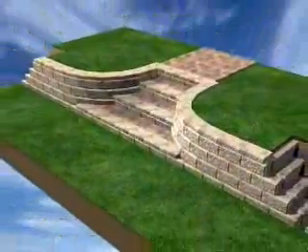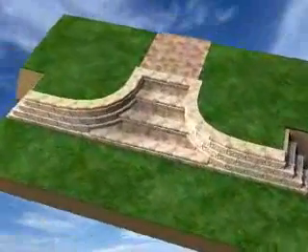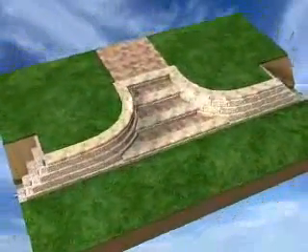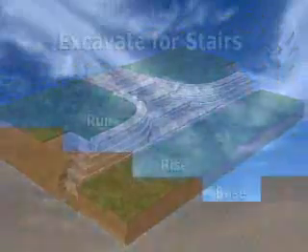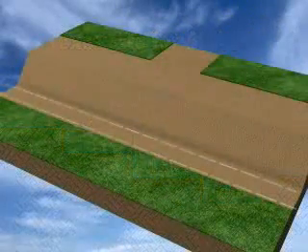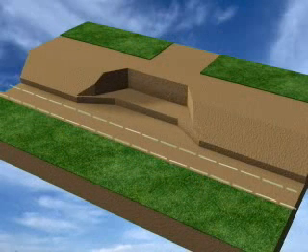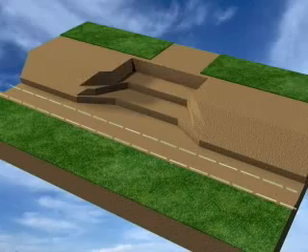In this example, we will show you how to build stairs into a wall using flowing curves. Remember, always begin building at the stair location and build out. Excavate the stairs. Once the number of steps has been determined, excavate the stair location based on the rise and run in your approved plans.